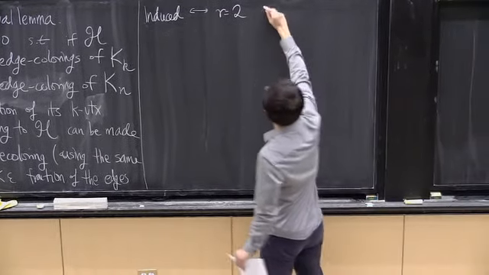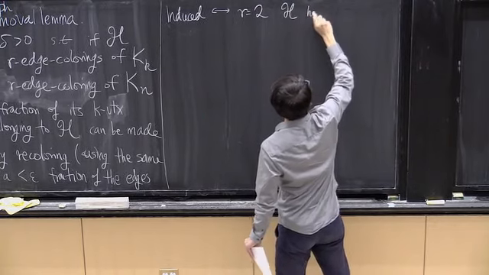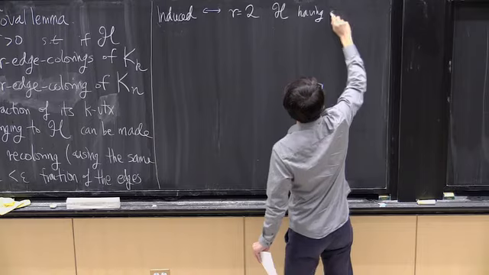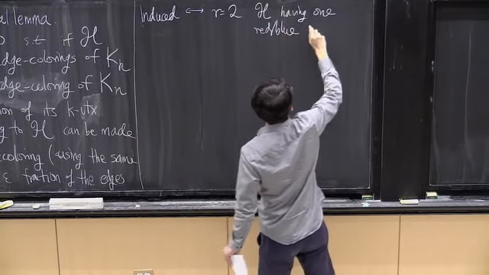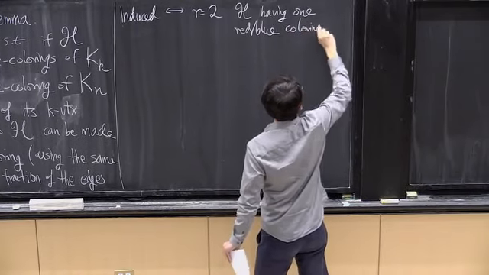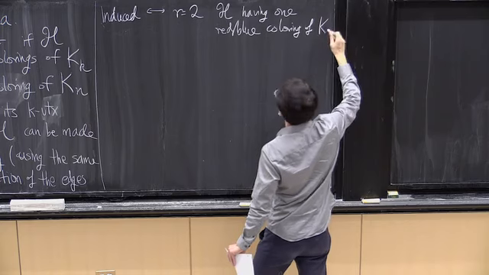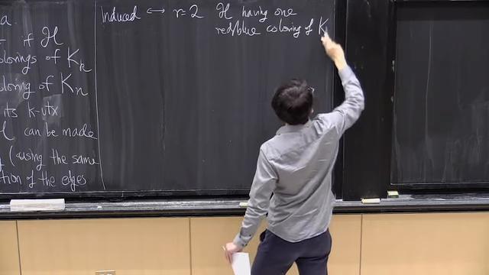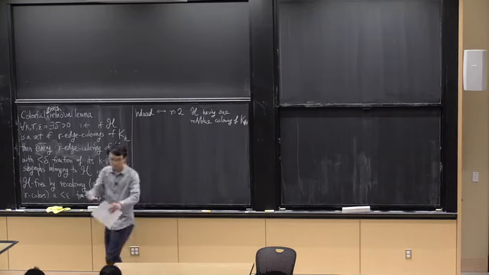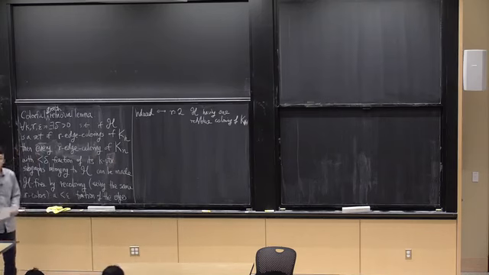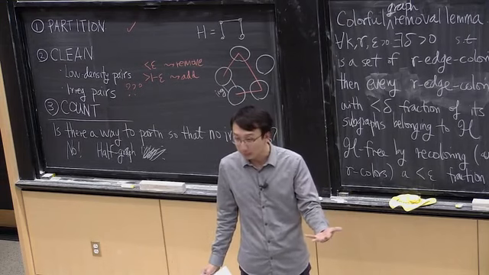Okay. And H having exactly one red-blue coloring of K, the complete graph on the same number of vertices as H. So you color red the edges and blue the non-edges, for instance.